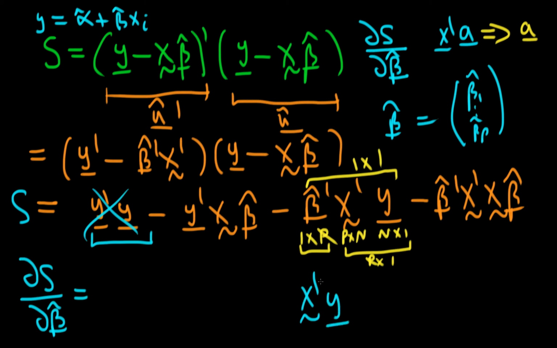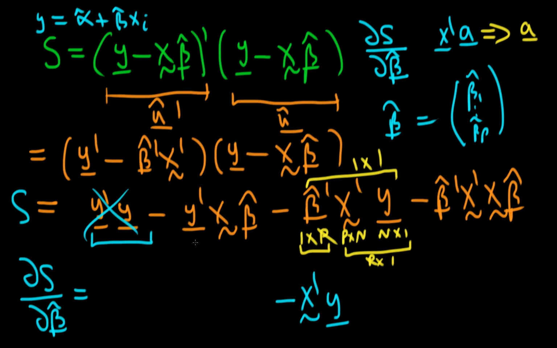So it's got to have the same dimensions as beta hat. In other words, it's got to be a p by 1 vector, which is exactly what x primed times y is. Okay, now that we've done this term, oh, in fact I should have a minus there because I've got a minus at the front of it.